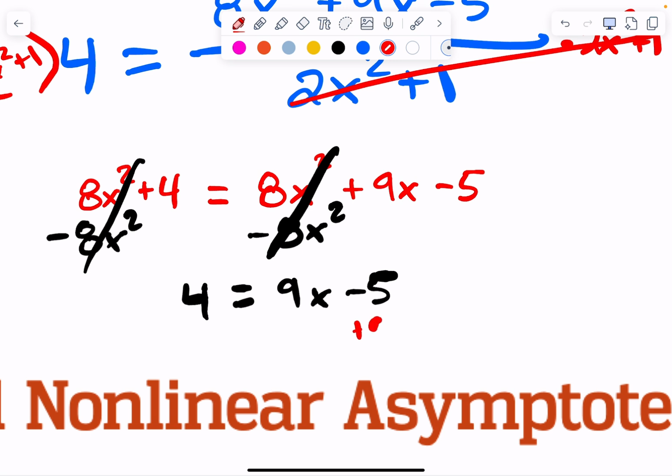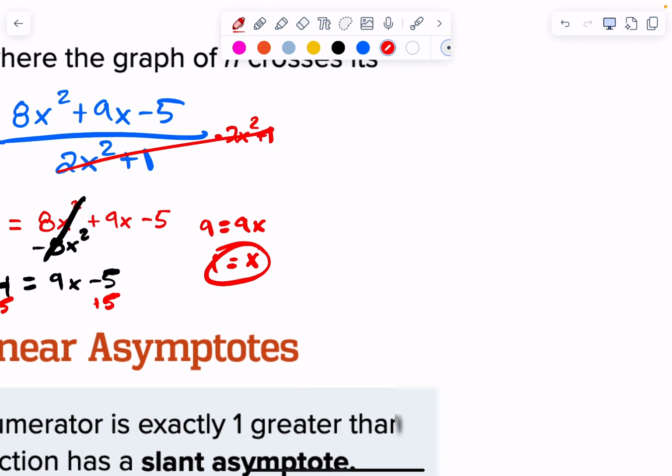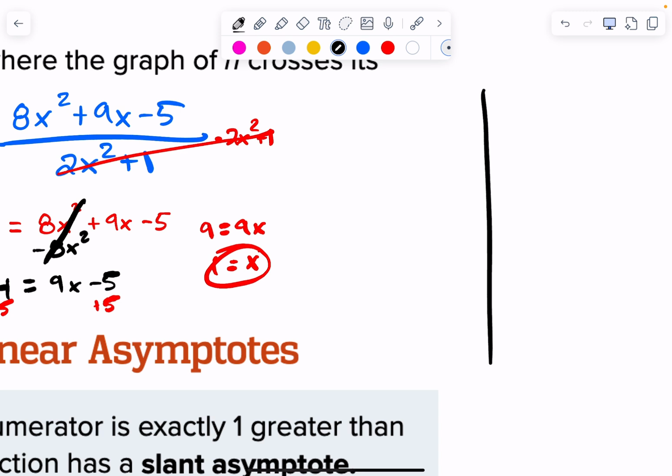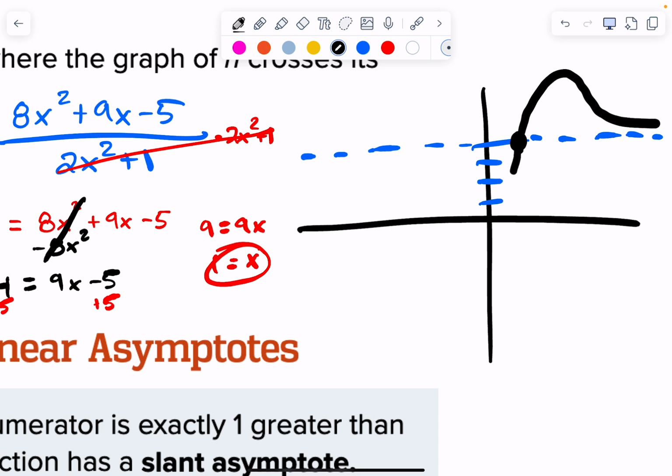Yeah, and then I'm going to add the 5 over, right? 4 plus 5 is 9, equals 9x, and x equals 1. So what I have happening here is, where was my horizontal asymptote again? 4. 1, 2, 3, 4. He's like this, and at 1 is where he's touching, right? He's touching right here. So I probably have something going on like this, where he's crossing through at 1.